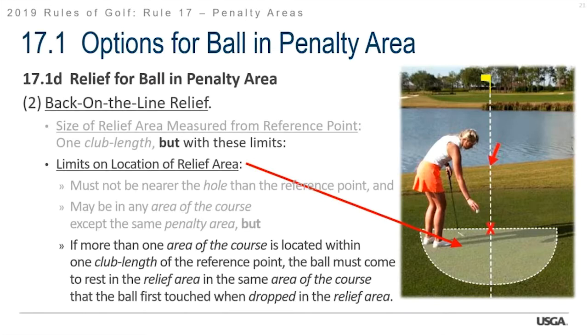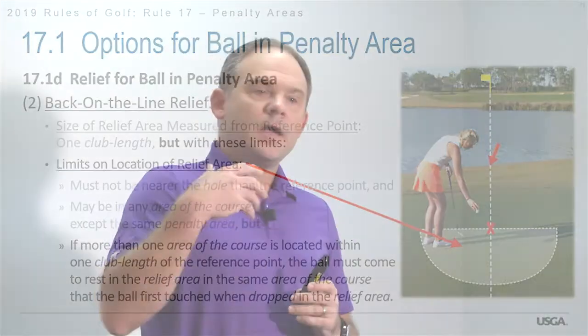But if more than one area of the golf course is located within that relief area, the ball must come to rest in the area where it first struck the golf course. So for example, if you're playing a hole that has an island green, an example that I always give is number 18 at Creekmore here in Kansas City.